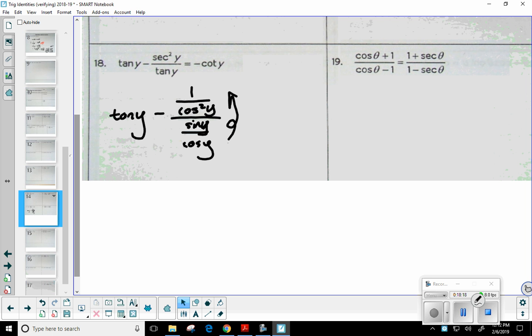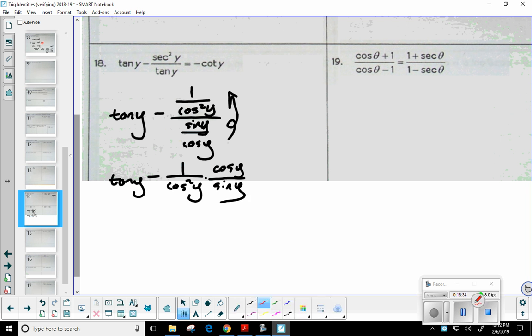We're going to multiply by the reciprocal. So tangent of y minus 1 over cosine squared of y times, now I'm going to take the reciprocal of this, cosine of y over sine of y, and what can happen? Okay, so one of the cosines can cancel. Now what?